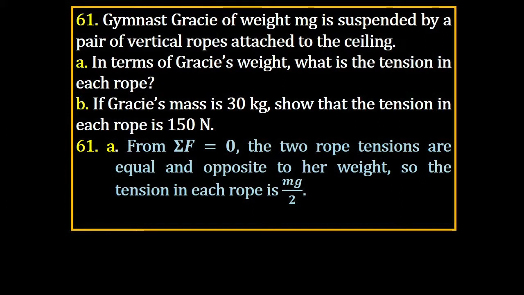So the two rope tensions together are equal and opposite to her weight. It's exactly what I said. So the tension in each rope is mg over 2. And that's pretty much it.